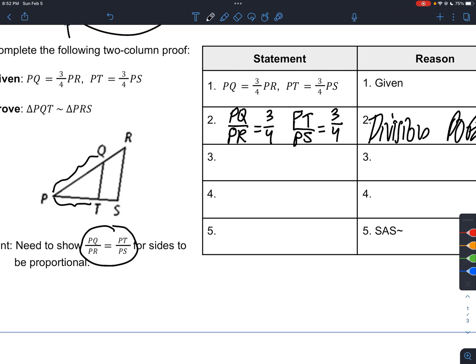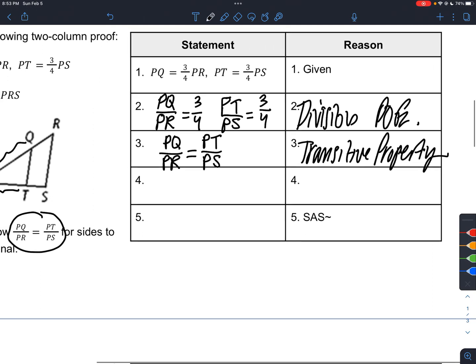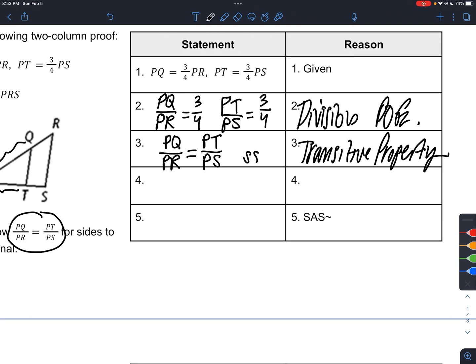Okay. And why am I doing this? Why am I moving around these ratios? Well, because now we have a statement that says these two ratios are equal to each other, no? Because they're both equal to 3 over 4. And when the ratio is equal to 3 over 4, and 3 over 4 is equal to the ratio, then those two ratios are equal. That's the transitive property. You could also say substitution, but the transitive property is more precise.